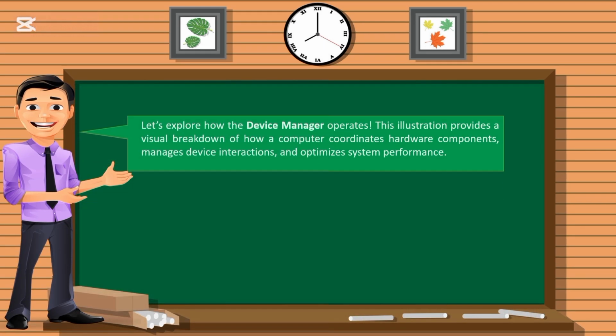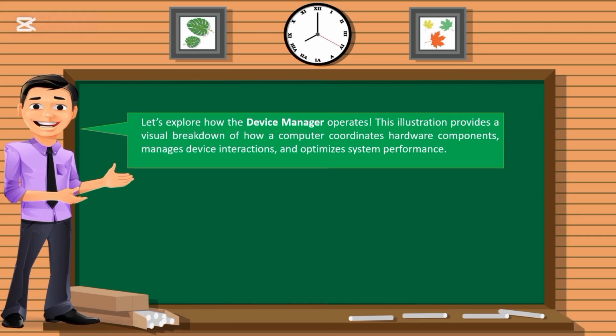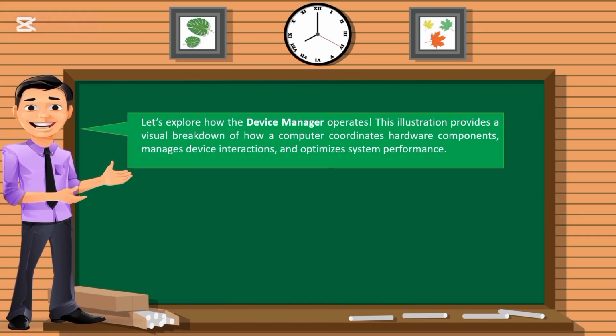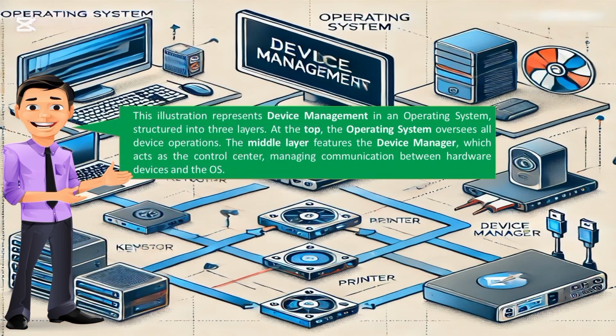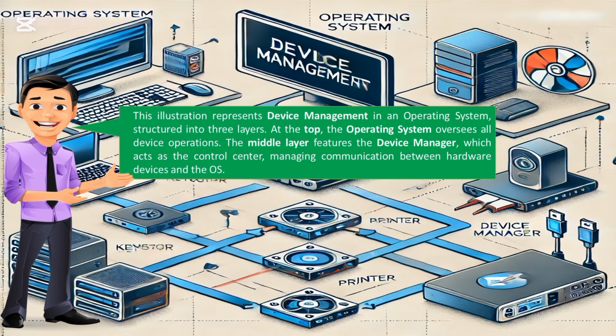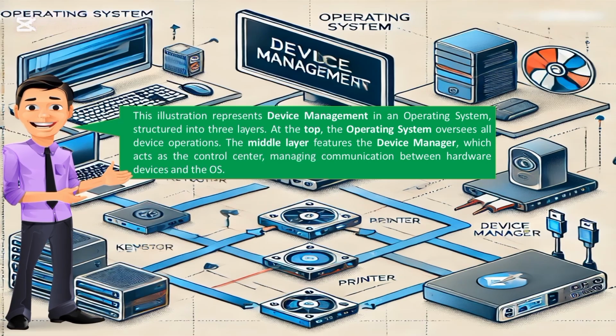Let's explore how the device manager operates. This illustration provides a visual breakdown of how a computer coordinates hardware components, manages device interactions, and optimizes system performance. This illustration represents device management in an operating system, structured into 3 layers. At the top, the operating system oversees all device operations.